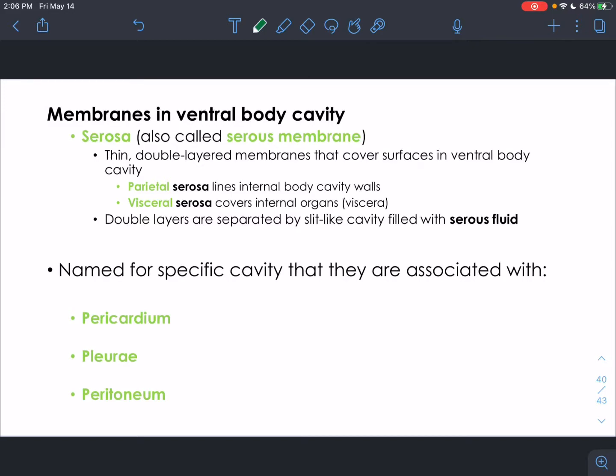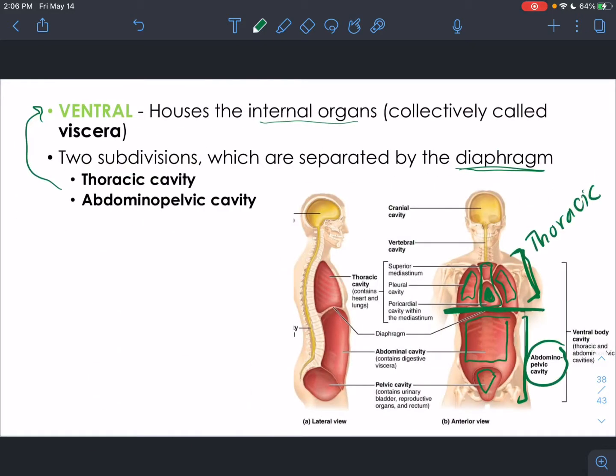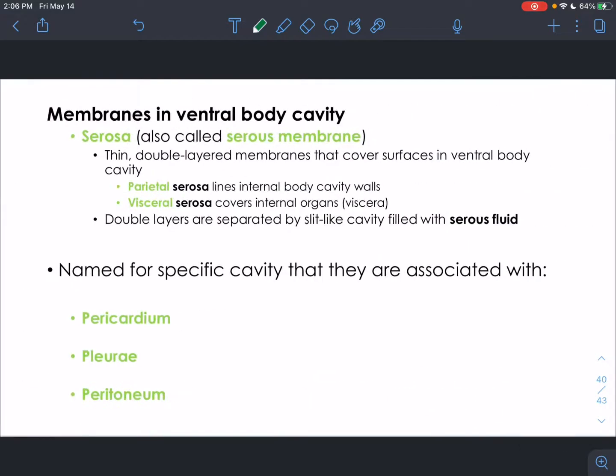In your ventral body cavity, so I'm going to show you one more time. Ventral body cavity, remember, we're only talking about your thoracic and your abdominal pelvic. You have a specific type of membrane. Okay, these membranes are called the serosa or your serous membranes, and these are really important. It's a double-layered sac that covers all the surfaces within that cavity. So your organs are held in the cavities, but they're not just in there willy-nilly. They have these serous membranes covering all your organs to help protect them.